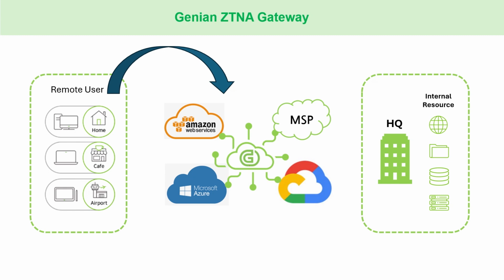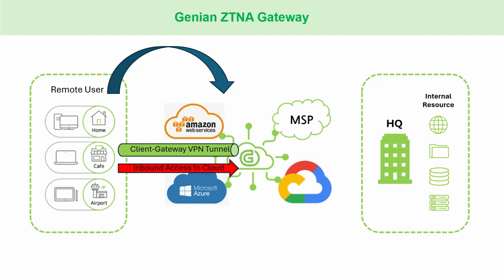Again, the remote user must initially connect through a local service provider for internet access. However, the goal will be to terminate the secure tunnel connection outside of the corporate network. To facilitate this, a Genian ZTNA Gateway is deployed in a different location, such as your managed service provider's network. Or the gateway may be deployed in the public cloud service provider of your choice.